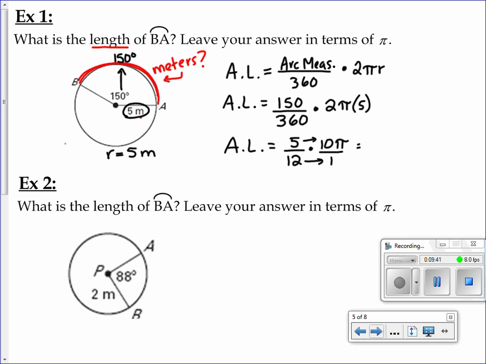So my arc length is going to be 5 times 10, which is 50 pi over 12 times 1 is 12. And then again, if you can simplify 50 over 12, think about what you could take out of it. I could take a 2 out of it. That's actually all I can take. So when I take a 2 out, I'm left with 25 pi over 6. And that is my arc length. And it is in meters, because that was the units that we were given.